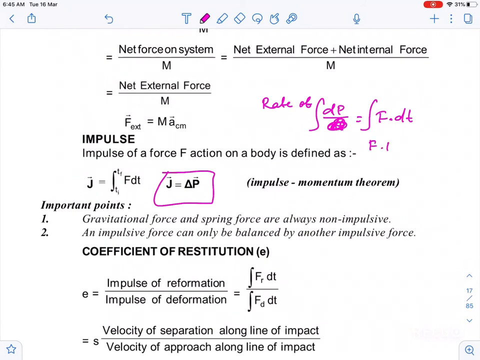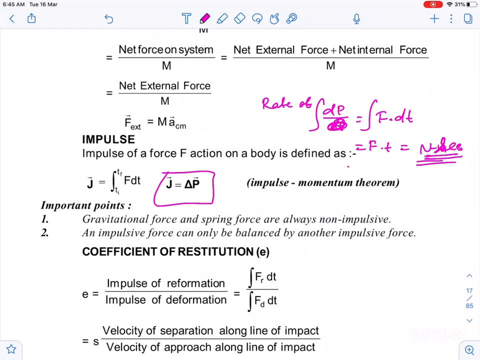Basically change in momentum is equal to impulse, because force into time is impulse, and you also have to remember the unit of impulse, Newton second, and the dimension of impulse you should keep in mind. So if they ask which of the following has identical dimension, impulse and momentum have identical dimension, because Newton second is the unit of impulse.